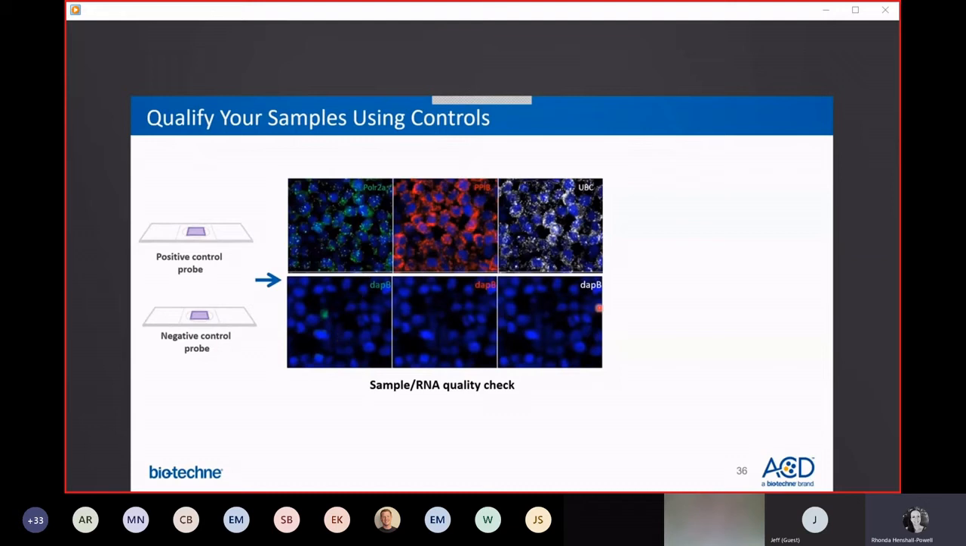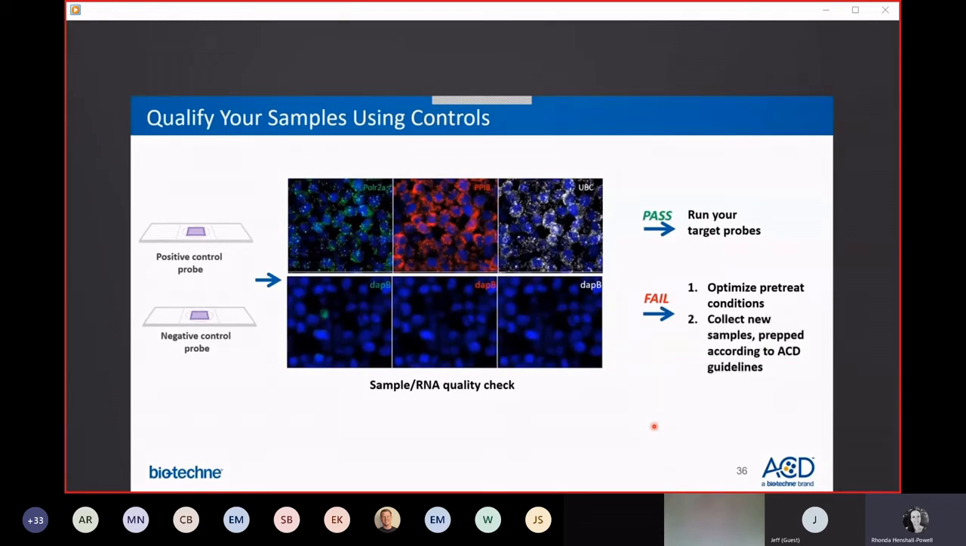And the negative control slide, as I mentioned, is a real RNAscope probe, but it's against a gene that's just not expressed in tissue in mammals. So once this looks good, once you see strong positive control probe staining and a clean negative, you can go ahead and run your target probe. But if this doesn't work out, if you're not seeing strong positive control probe staining, one thing you might need to do is optimize your pre-treat conditions. Worst case scenario, if the tissue wasn't prepared in such a way that the RNA quality is preserved, you may need to go back and collect fresh samples.